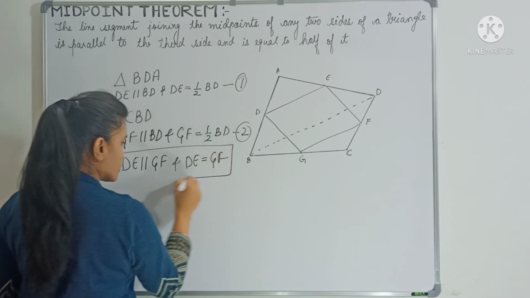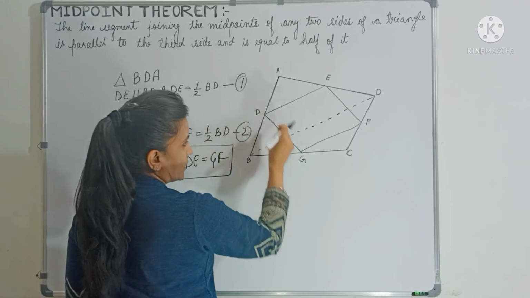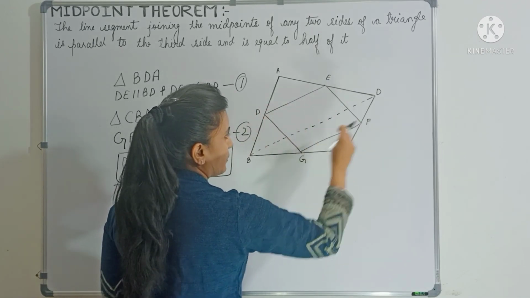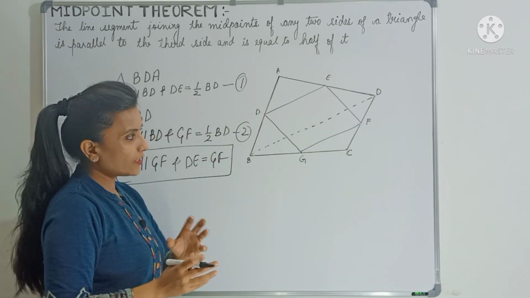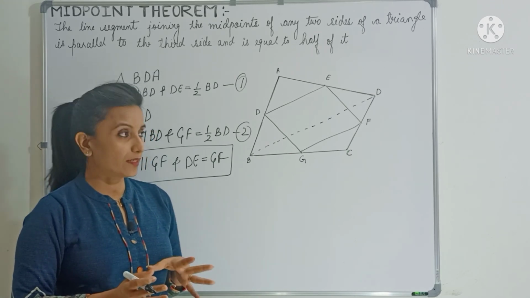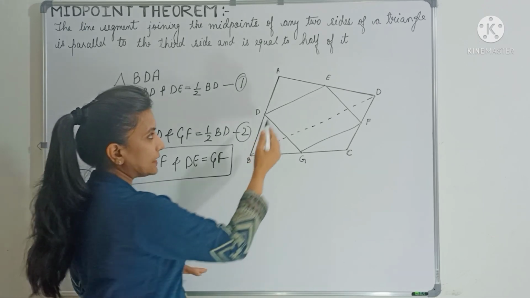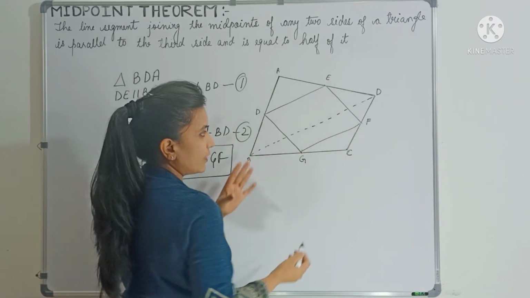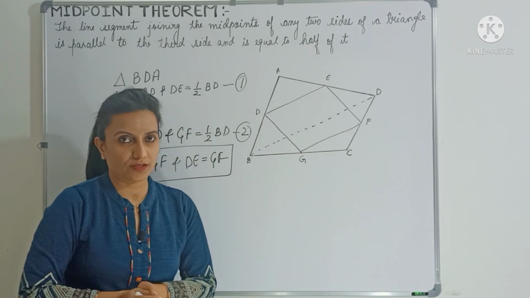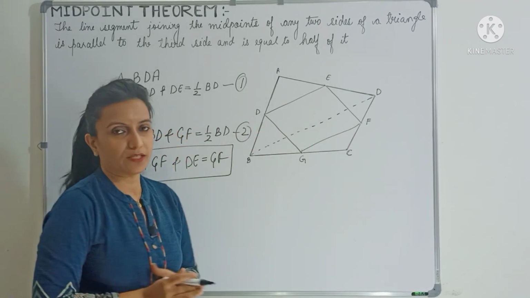So from these two, what can you conclude? That DGFE is a parallelogram, right? Because if you show that any one pair of opposite sides are equal and parallel, then it becomes a parallelogram, right? So here we have shown that DE and GF are parallel and equal to each other, right? So this cutout will be a parallelogram.